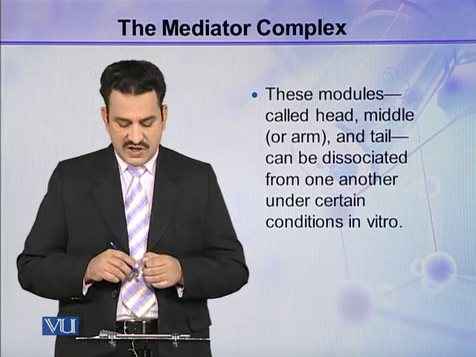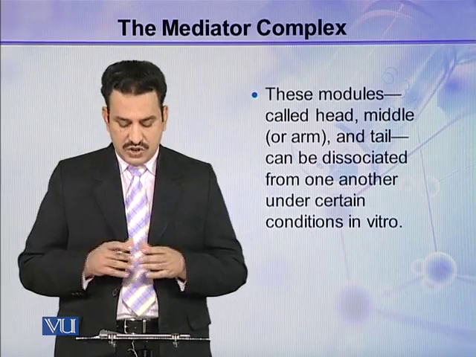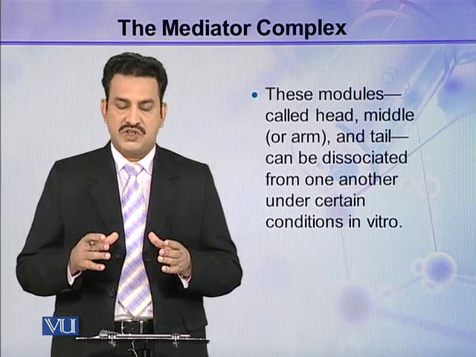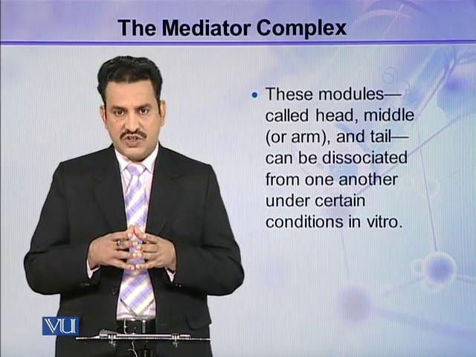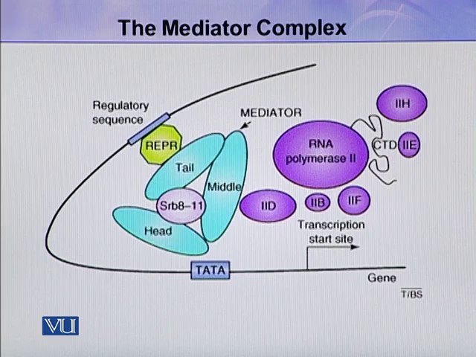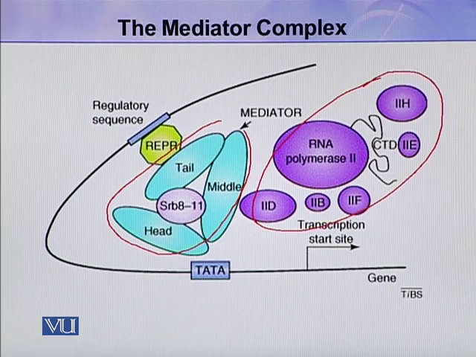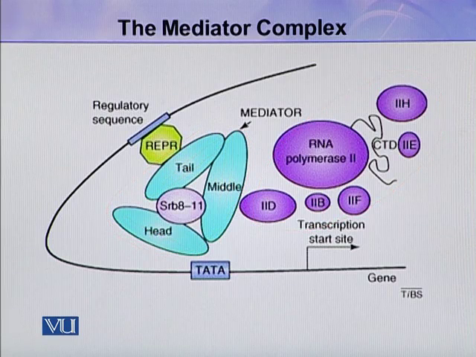These modules, which are called head, middle or arm, and the tail, can be dissociated from one another under certain conditions in vivo. So during transcription they are attached, but under certain conditions they can be dissociated. So here you can see the dissociated form of the mediator. This is the mediator, and this is the rest of the machinery consisting of RNA polymerase and other transcription factors. So in this mediator you can see this is the head, this is the middle module, and this one is the tail module. So this is a mediator.